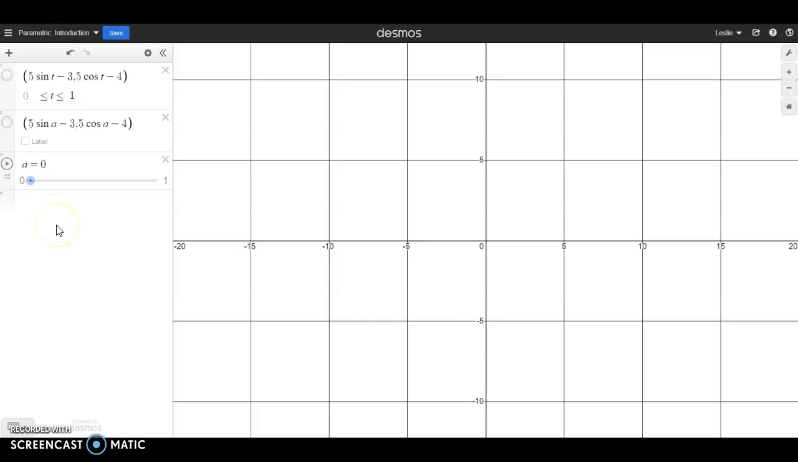I realized after I had already posted that last video that there was one more pair of parametric equations that we had used to practice eliminating the parameter. So I've put those up here as a so-called point in Desmos as well.